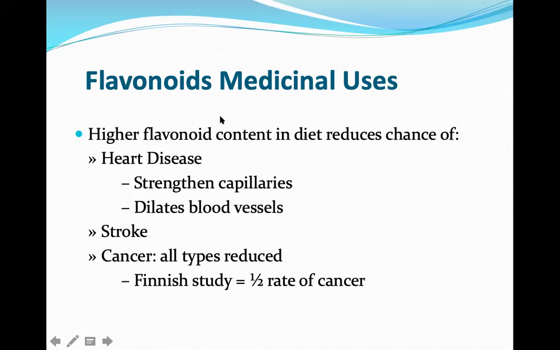So flavonoids have medicinal uses. A higher flavonoid content in the diet reduces chances of heart disease, strengthens capillaries, and dilates blood vessels. So it keeps our heart functional. Some flavonoids also help us stay free from stroke. And some flavonoids have anti-cancer principles. All types reduced.